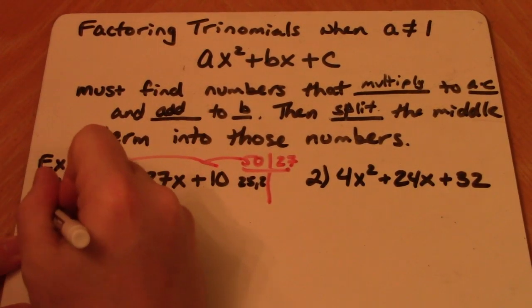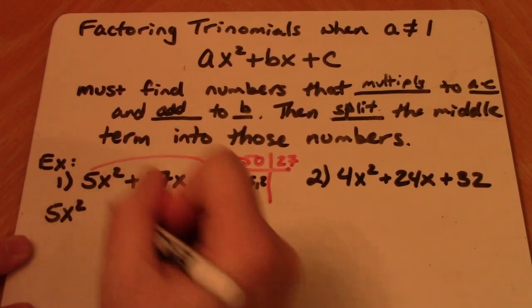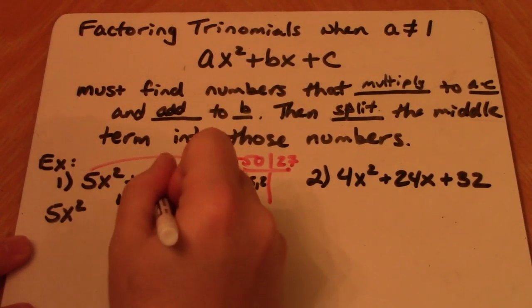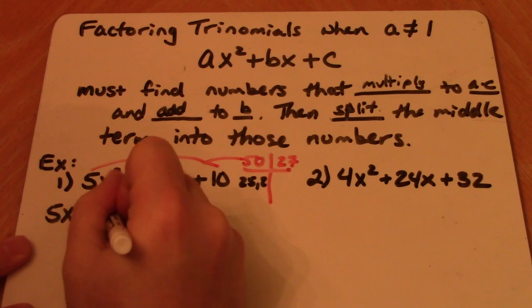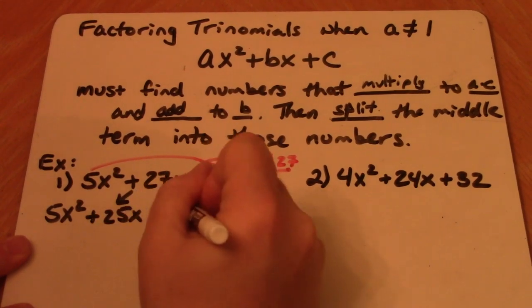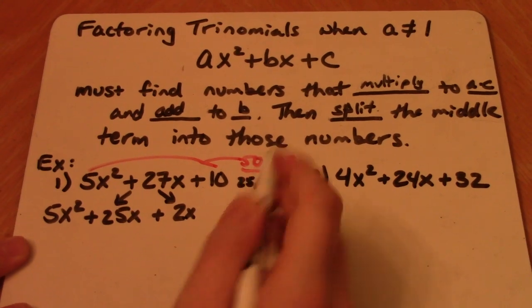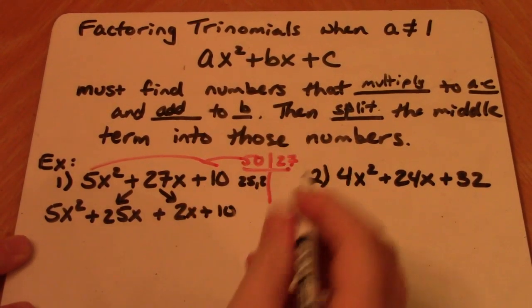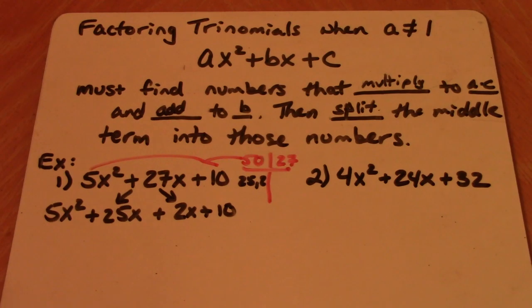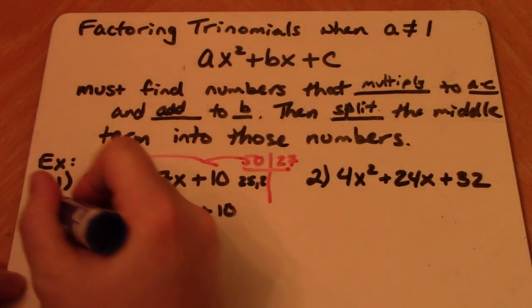So what we do is we take that first term, we leave it alone. We split this middle term, this 27x, into a 25x and a 2x. Again, those being the numbers I came up with here. And then we still have a plus 10. Now from here we're factoring by grouping, which we have not reviewed yet, but we've talked about many times this year.